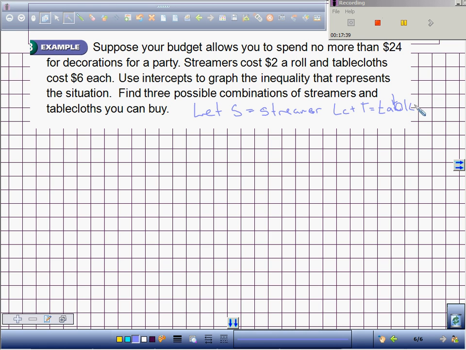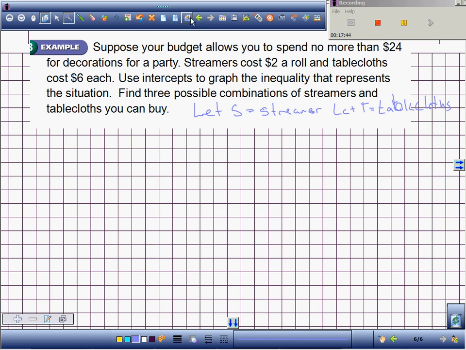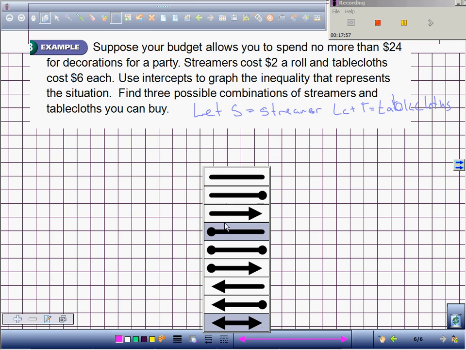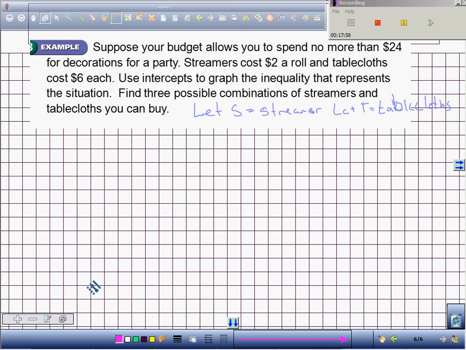And now, with this kind of graph, you just need to make everything positive. So you just want to do a graph in the XY plane. All you need to do is like here, going this way, and like here, because everything's going to be positive, because you can't buy negative tables or negative streamers. And we're going to try to graph this, okay?